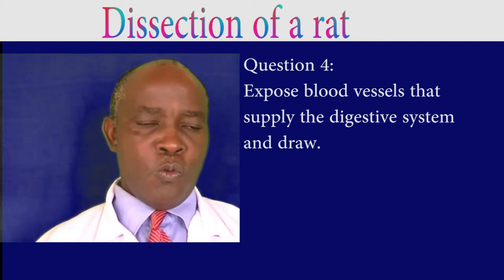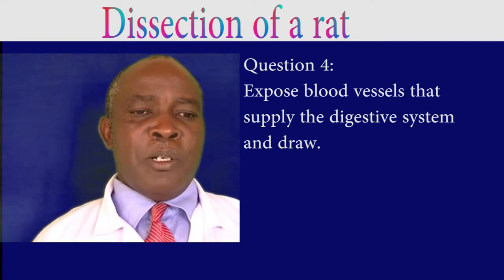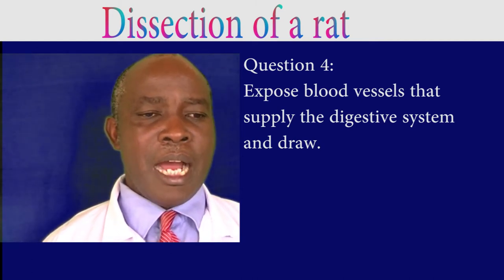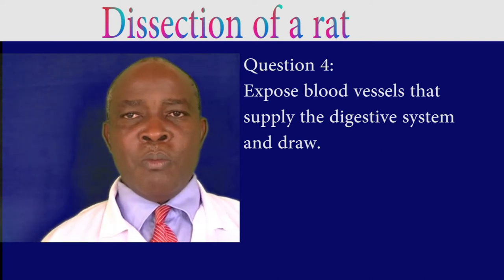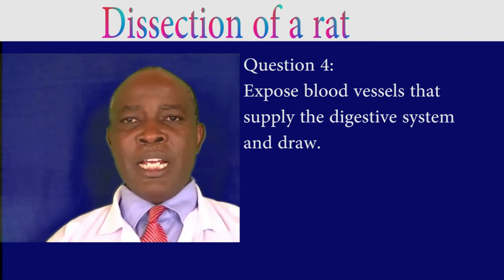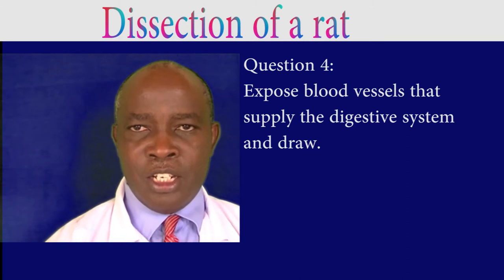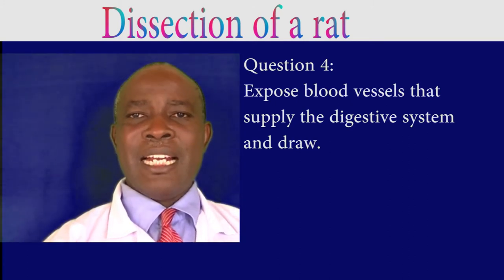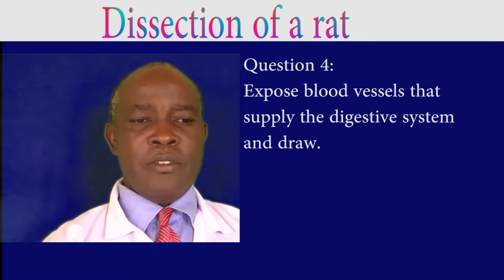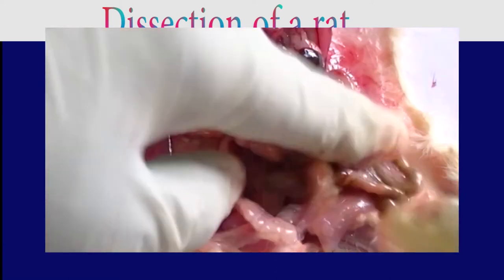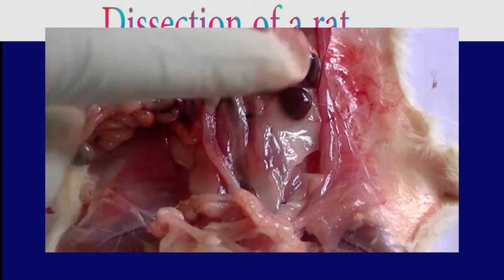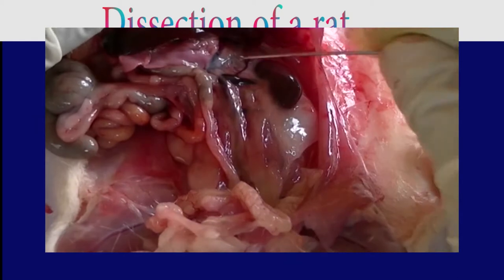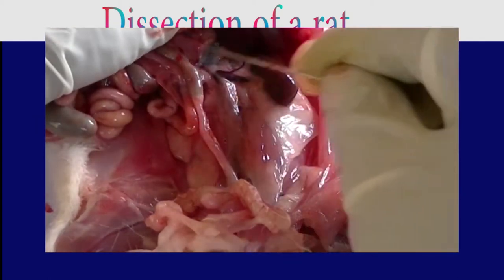Question 4. Expose blood vessels that supply the digestive system and draw. Blood vessels that supply the body are the arteries. So we can say dissect to expose arteries to the digestive system. To see arteries that supply the intestines, we put the intestines to the left or to the right of the animal.